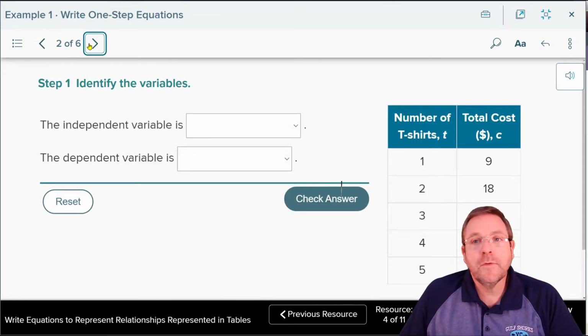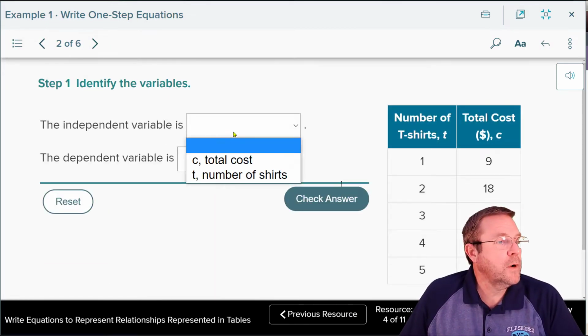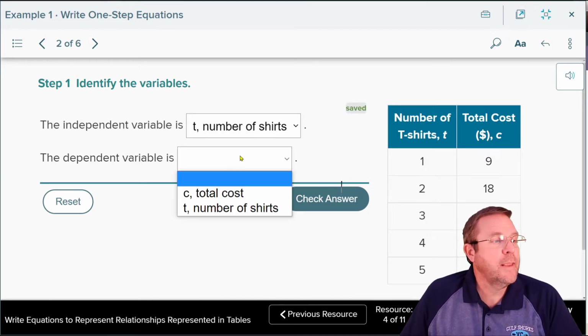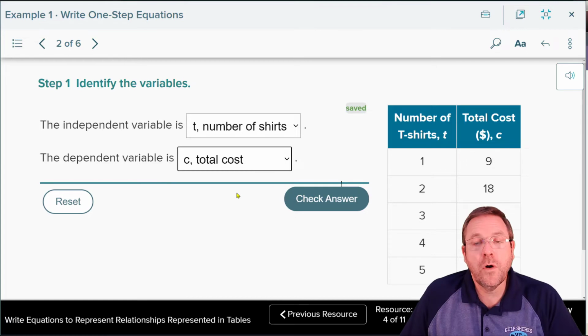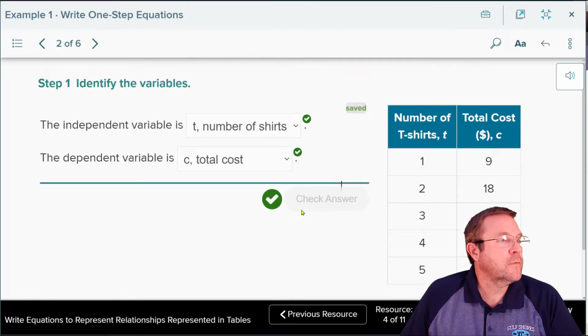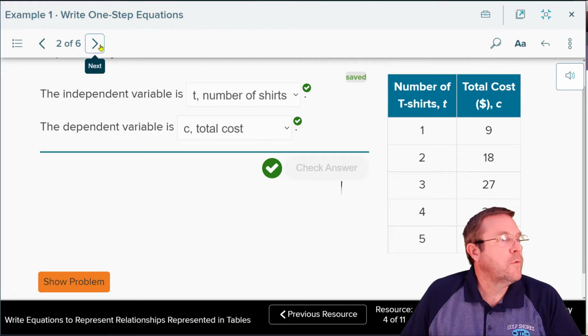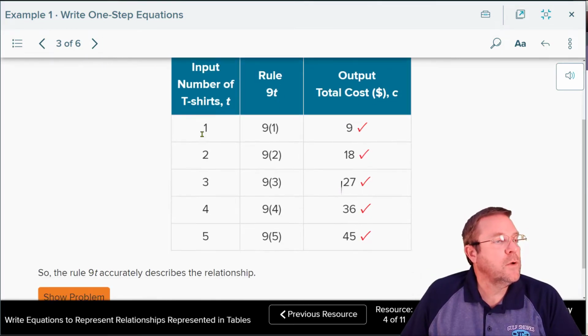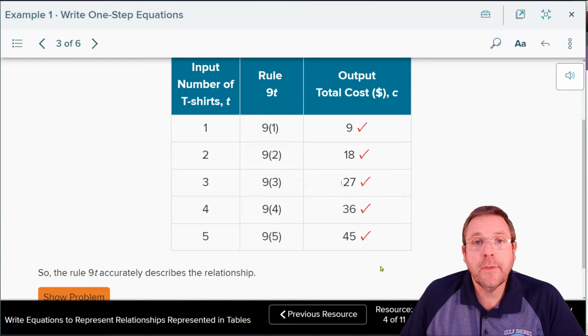First thing we're going to do is identify the variables. Now, I already pointed out that your input is going to be the number of t-shirts you purchase. The output is going to be the total cost of those t-shirts. From here, we can check that answer. That checks. Move on to the next level. Determine the rule. We can see that as we go down here, every single time you multiply the input by 9, you're going to get the output.